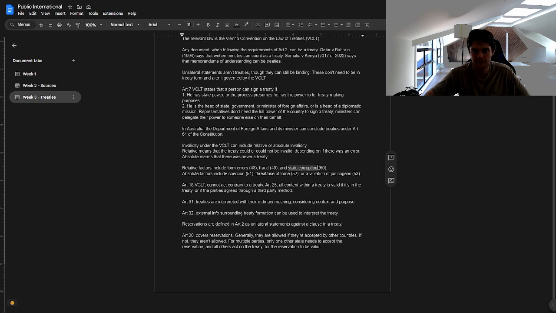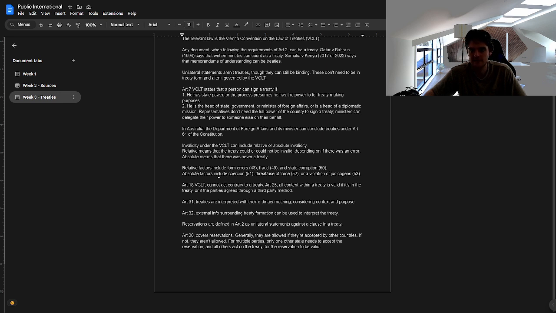State corruption. Let's say hypothetically that Australia was a corrupt state, and it tried to make a treaty with England, and then England realised, whoa, Australia, you guys were kind of corrupt when you made this. England can either void the contract or they can not. It's up to them. Absolute factors are ones where there was just never a treaty at all, completely invalid.